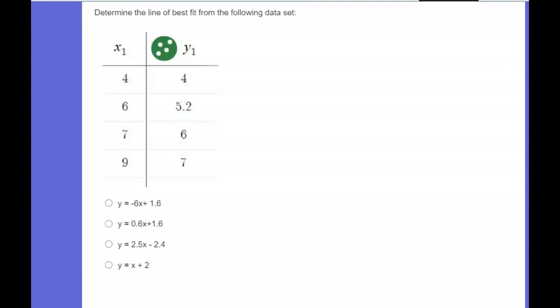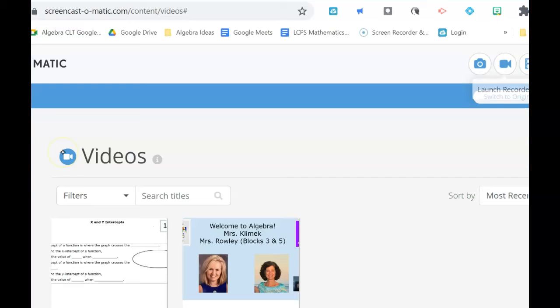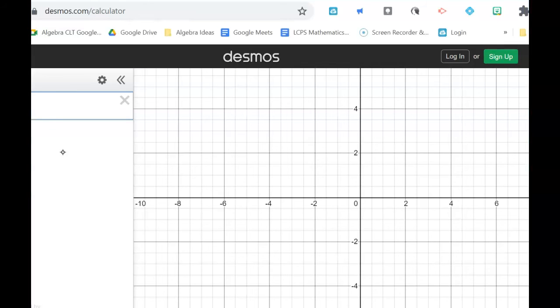Okay, now we have a table. All right, so this is where we use Desmos. Okay, and we put our table information into Desmos. So I'm going to just try to pull up Desmos right now so you can actually see me doing it again for a review. So let's see if I have that here. Okay, that should be right here. Here it is. Okay, so here's my Desmos graphing calculator.